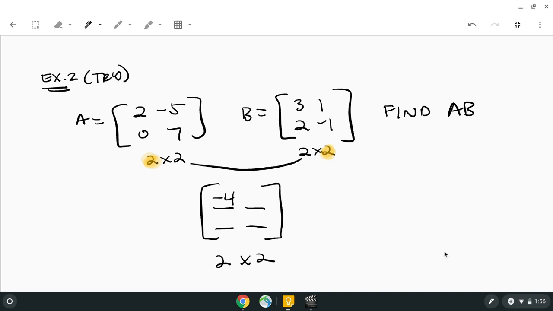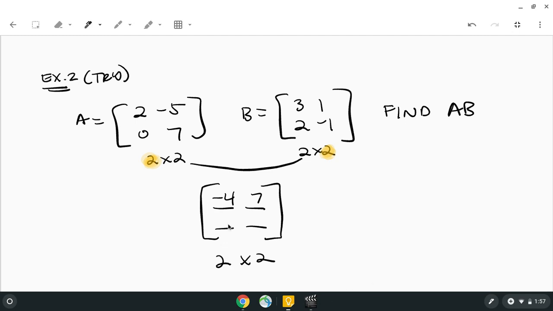Okay. Now this one, I'm still in the first row, so I'm still going to use the 2, negative 5. But now I'm in the second column, so now I'm going to use this column. So 2 times 1 is 2. Negative 5 times negative 1 is 5. So 2 and 5 is 7.